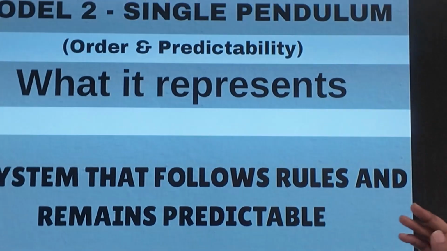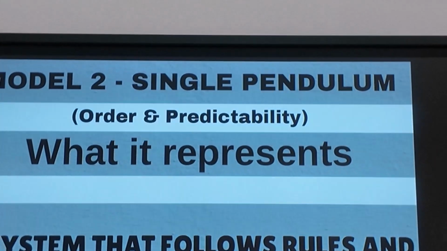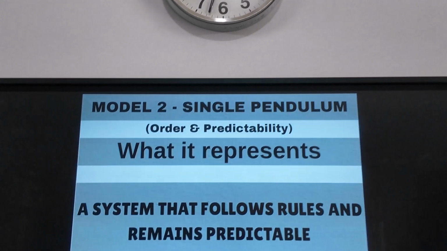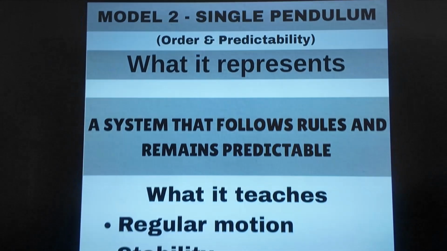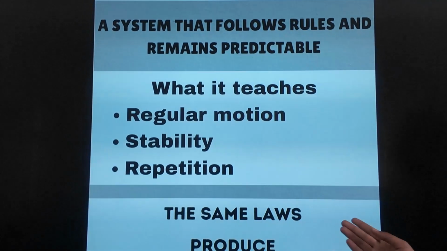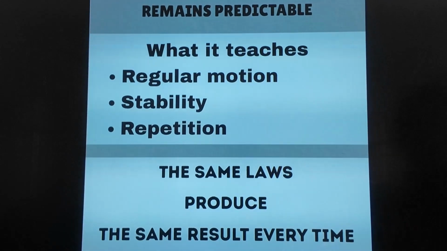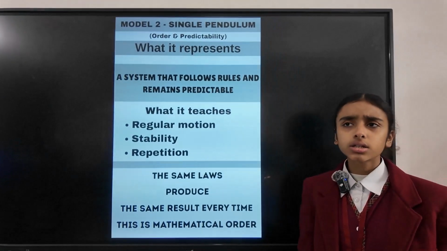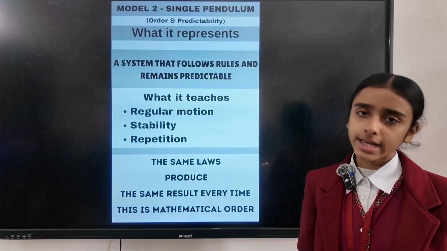Now, what does it represent? A system that follows rules and remains predictable throughout the process. Now, what does it teach us? It teaches us regular motion, stability and repetition. The same laws produce the same result every time. This is the perfect example of mathematical order, the science or math which we learn in our textbooks.